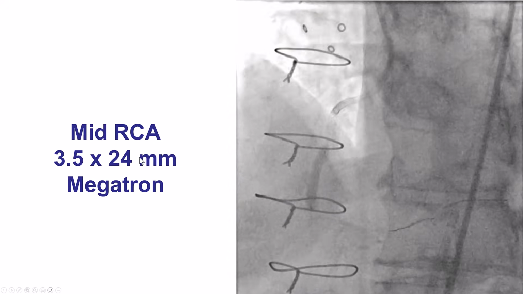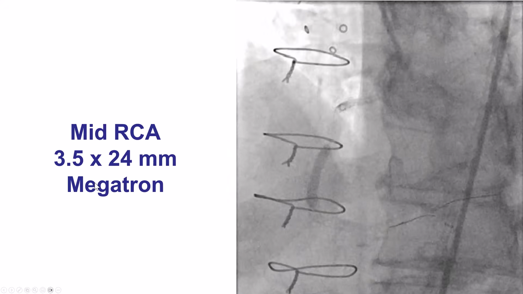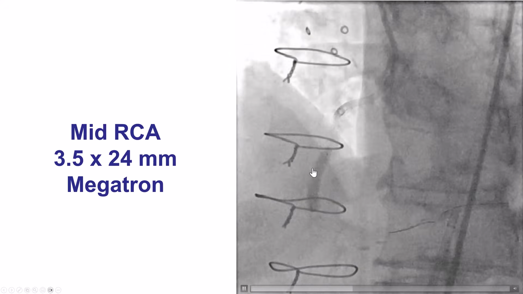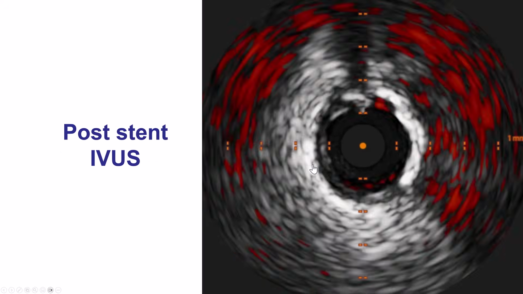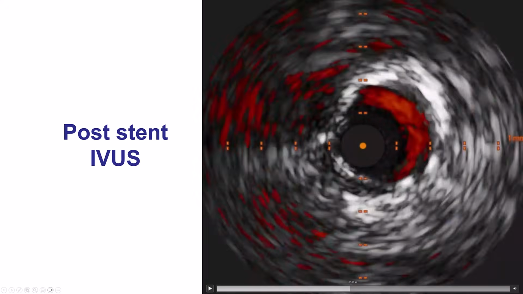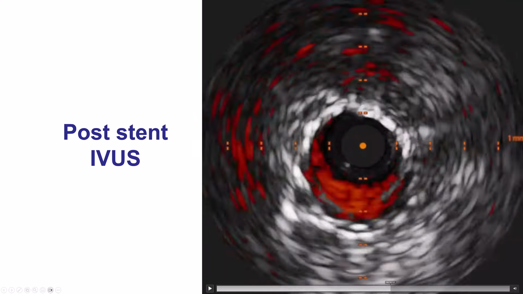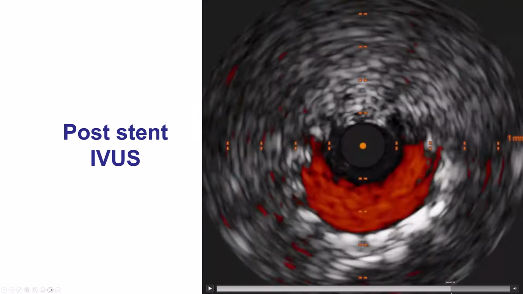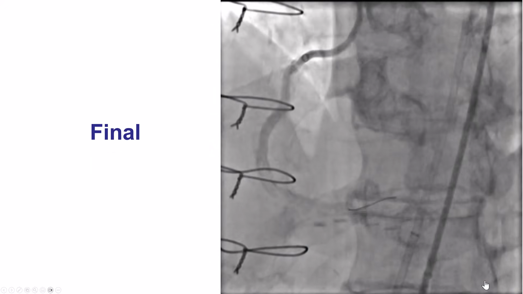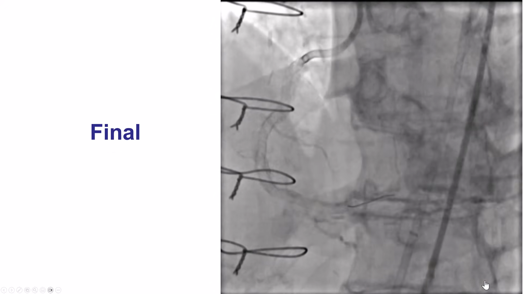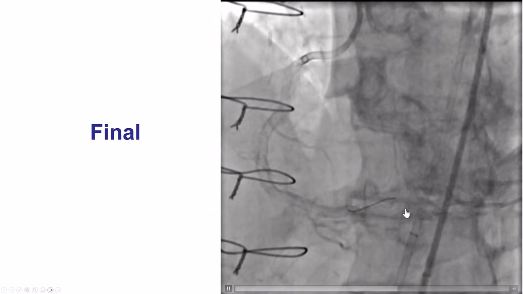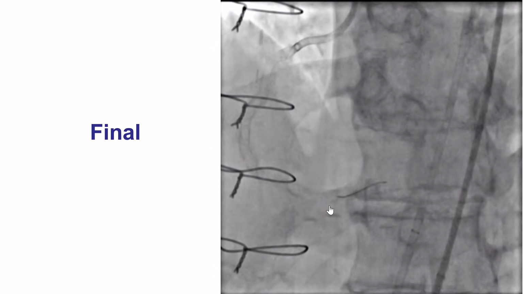And then we put a stent with a high radial strength. This is a Megatron, because we knew there was significant recoil in the mid-right coronary artery. And after we did that, we see that we have a decent result. It's not perfect. There's still some areas of under-expansion, but for the most part, we did have a nice result. And this is a nice result with a TIMI 3 flow in the right coronary artery, good expansion in the mid-RCA, and good expansion in the distal RCA.